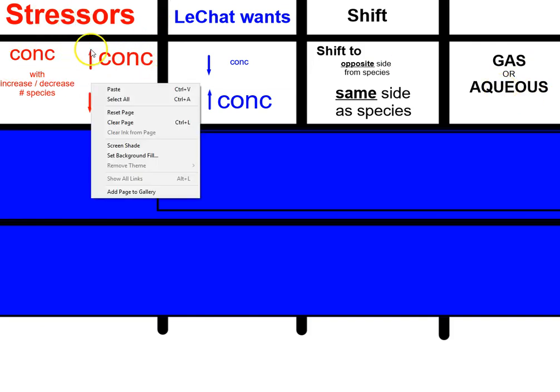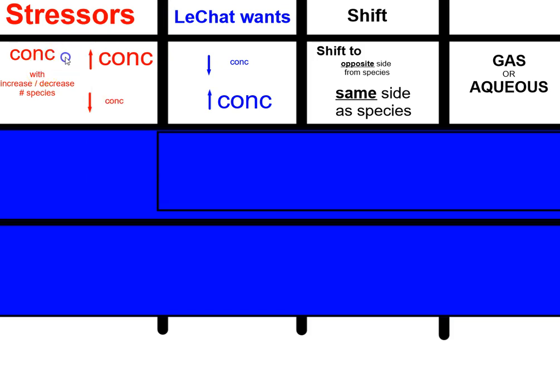With gases, if concentration goes up, LeChat wants it to go down. And how is he going to accomplish that? I'm trying to show you how to read this thing. A shift to the opposite side from the species in question. Or if we want to increase concentration because the stress was taking stuff out.